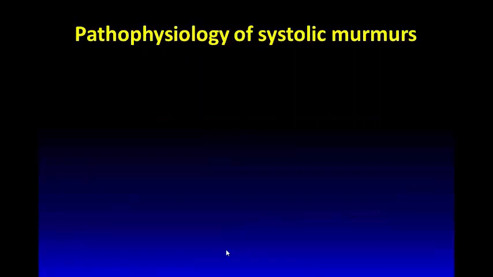So having finished with how we describe the cardiac murmurs, let's very briefly describe the pathophysiology of the systolic murmurs. So we will now start describing some important systolic murmurs, and then we will describe some important diastolic murmurs, and at the end of the lecture we will describe a continuous murmur.